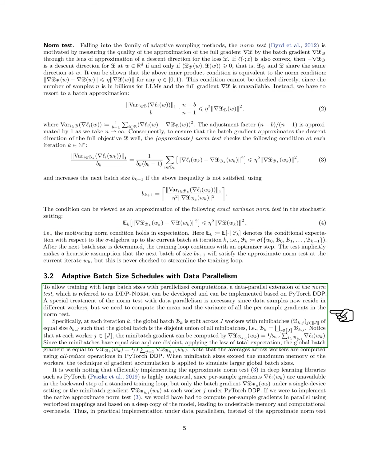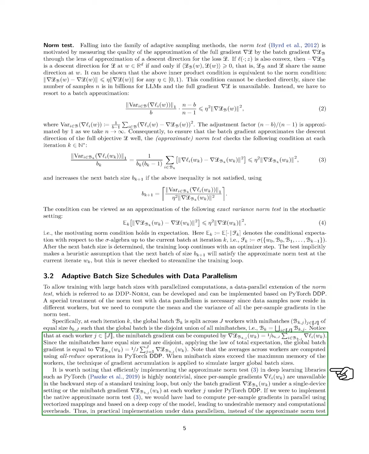For data parallelism, we develop a data parallel extension of the norm test, called DDP norm, which can be implemented using PyTorch DDP. Since data samples are distributed across different workers, we need to compute the mean and variance of the gradients from all samples. At each iteration, we split the global batch across workers into equal-sized mini-batches. The mini-batch gradients are computed at each worker, and we use the law of total expectation to find the global batch gradient. When mini-batch sizes exceed the memory limits of the workers, we apply gradient accumulation to simulate larger global batch sizes.